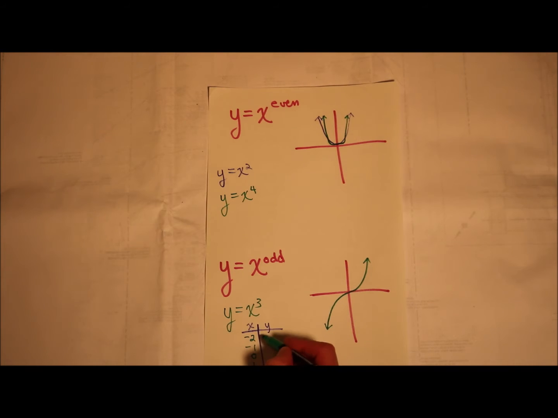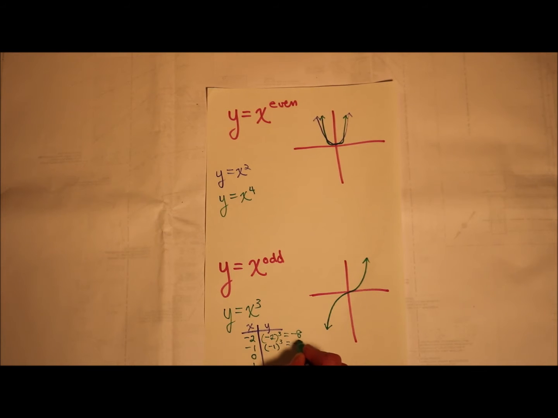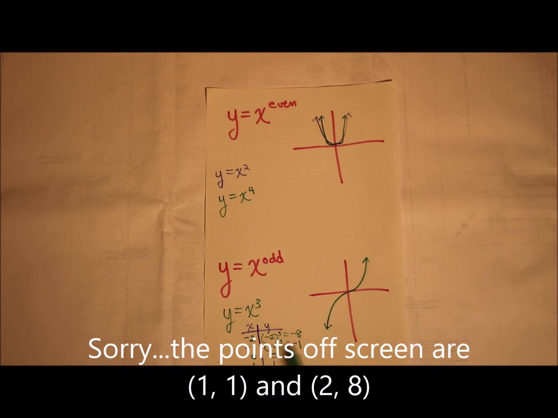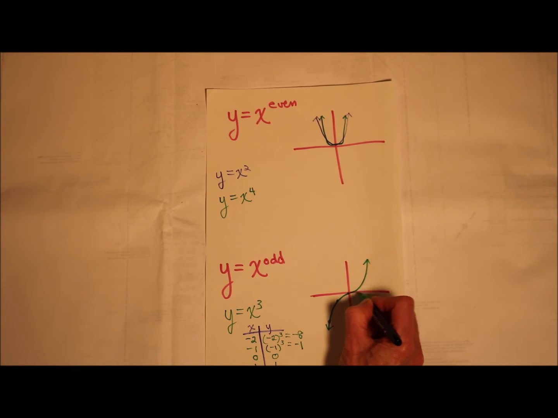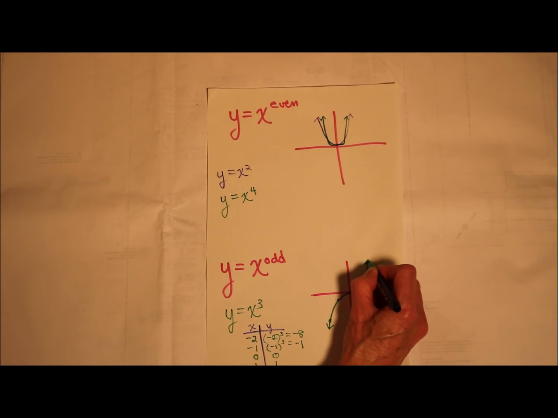So negative 2 cubed is negative 2 times negative 2 times negative 2, which is negative 8. Negative 1 cubed, negative 1 times negative 1 times negative 1, that's negative 1. 0 cubed is 0. 1 times 1 times 1 is 1. 2 times 2 times 2 is 8. And I just quickly got 5 points. Negative 2, negative 8. Negative 1, negative 1. 0, 0. 1, 1. 2, 8.